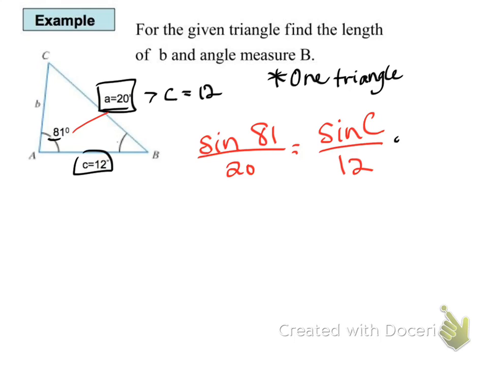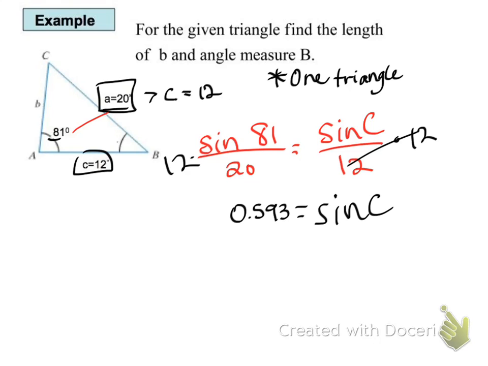In solving for angle C, we start by multiplying both sides by 12. When I punch the left-hand side into my calculator, I get some decimal. I like to leave that decimal in my calculator so I can find angle C, because all we did was solve for sine C. Now we solve for angle C by taking the sine inverse, checking to make sure we're in degree mode. The sine inverse of that value gives me an angle of 36.34 degrees.